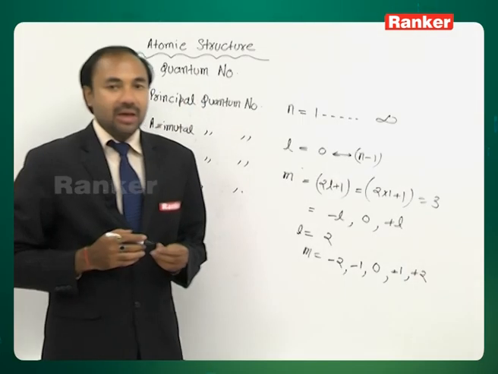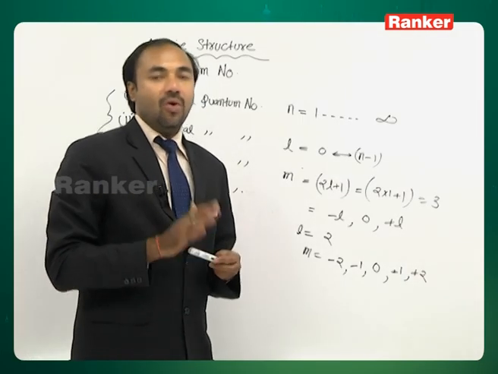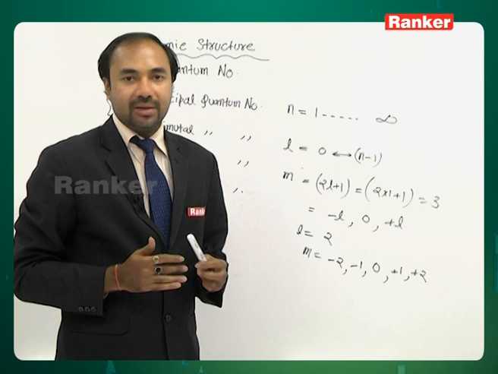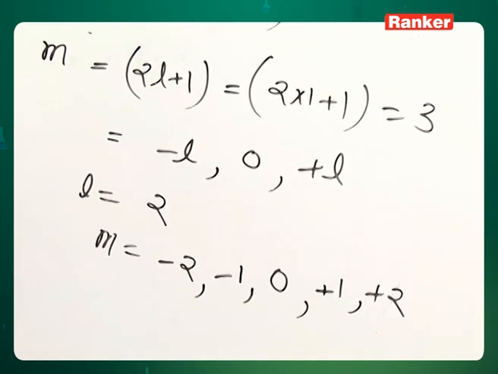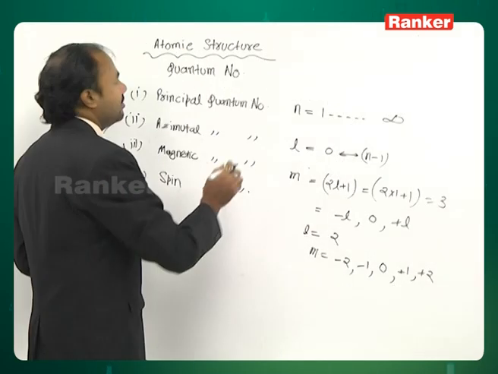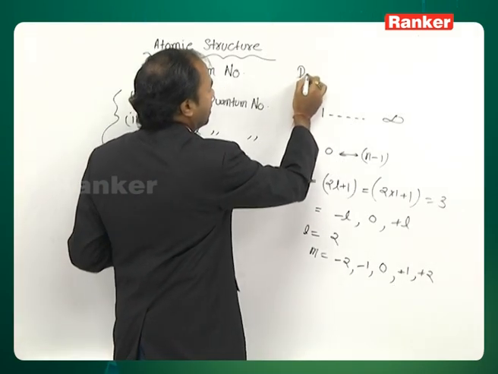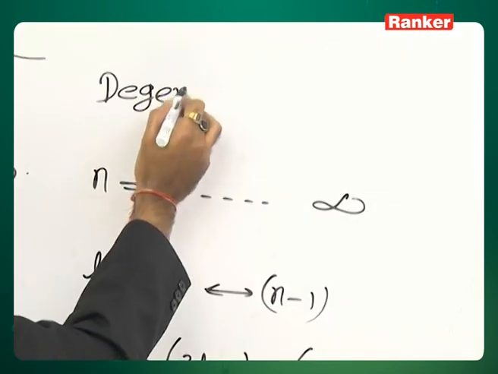Remember one thing, in a particular subshell all the orbitals will be degenerate. They are called degenerate orbitals. This is the term we use here, one term we use. This is called degenerate orbitals.